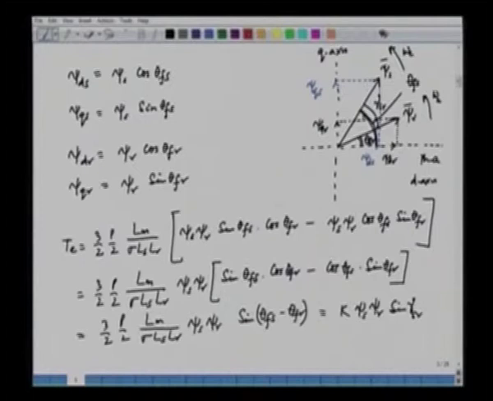So, if we want to change the torque, we have to change psi s, psi r, or we can change gamma Sr. Gamma Sr is the angle between psi s and psi r, the stator flux and the rotor flux. That angle is something similar to the torque angle. So, if I can change the angle between the two fluxes, I will be able to control the torque.